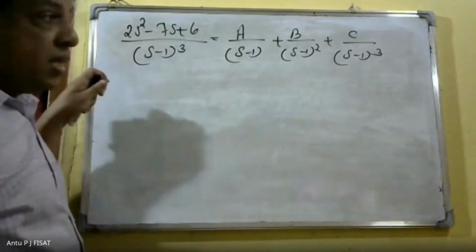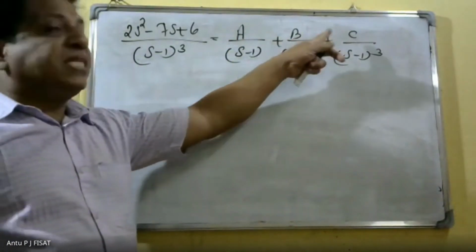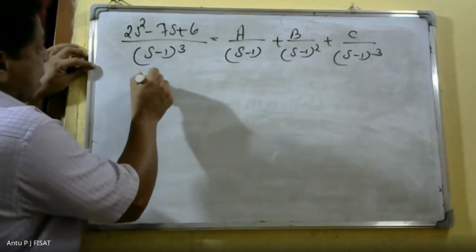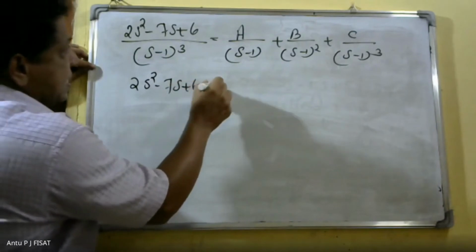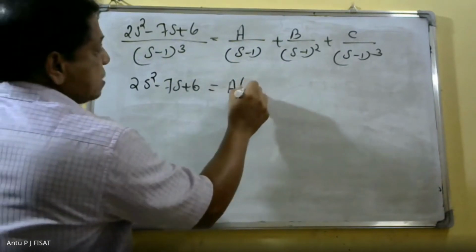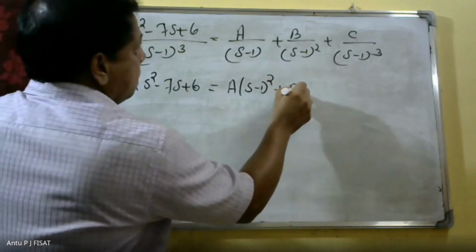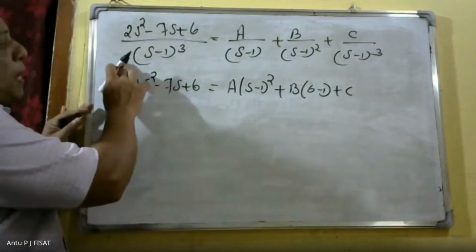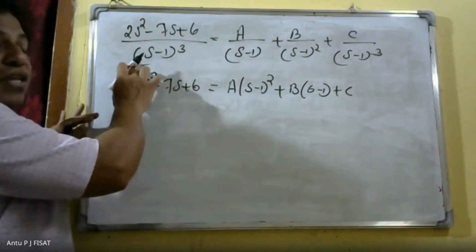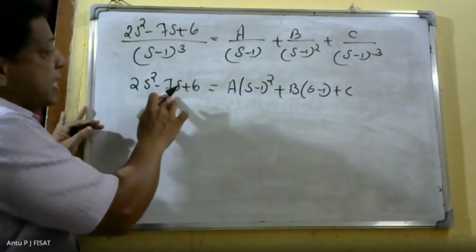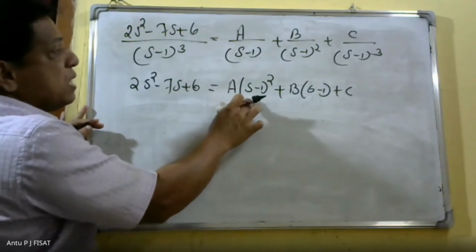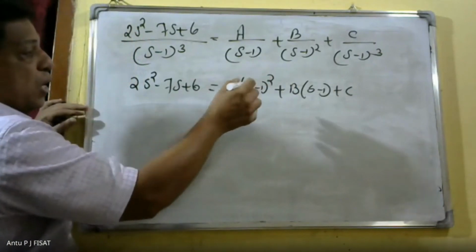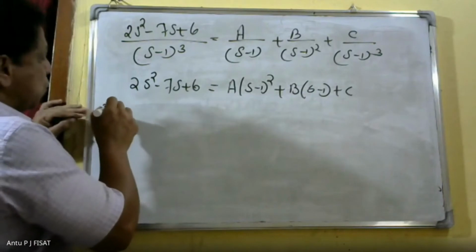Then, to find the values of a, b, c, we multiply by the denominator of the left hand side. Therefore, we get 2s square minus 7s plus 6 is equal to a into s minus 1 square plus b into s minus 1 plus c. Then we can find the value of a, b, c. Put s is equal to 1.